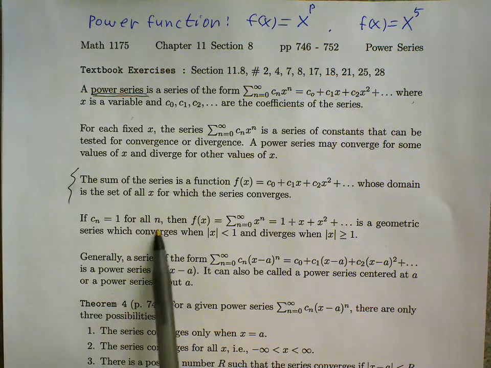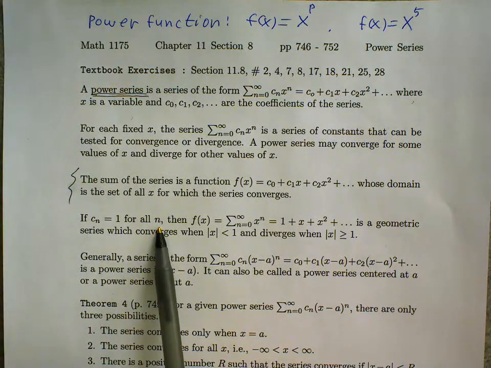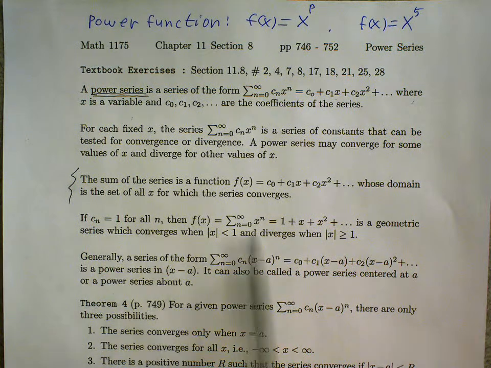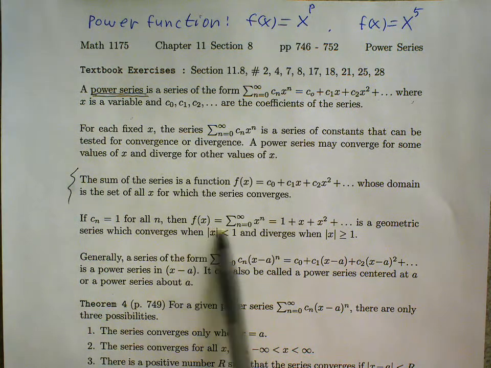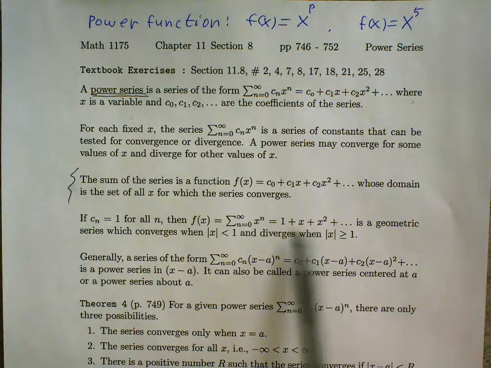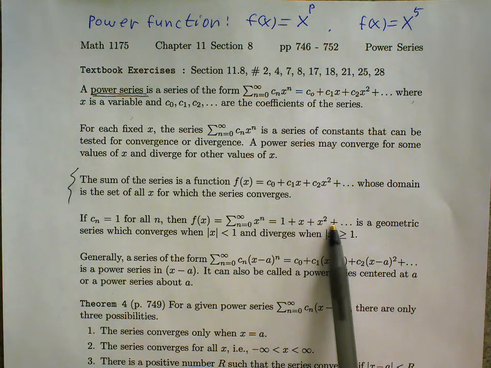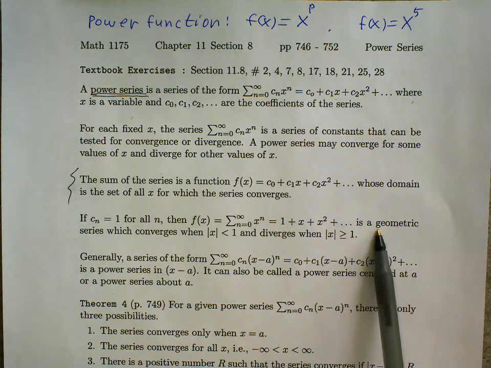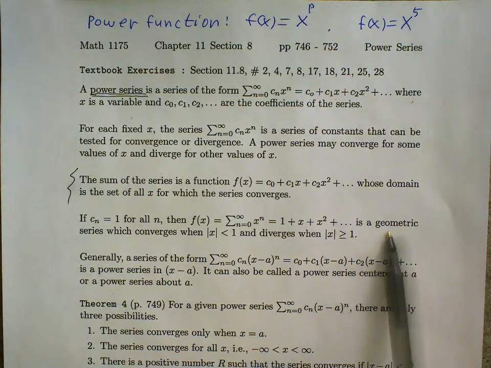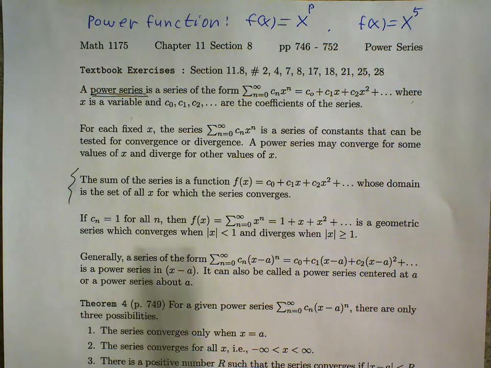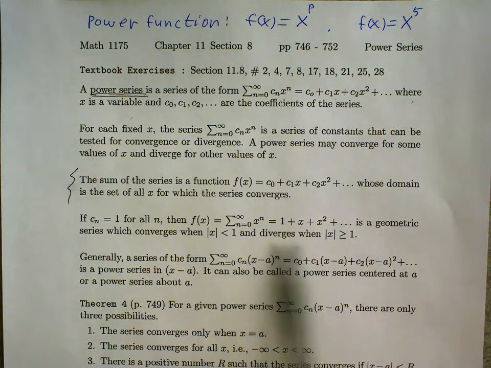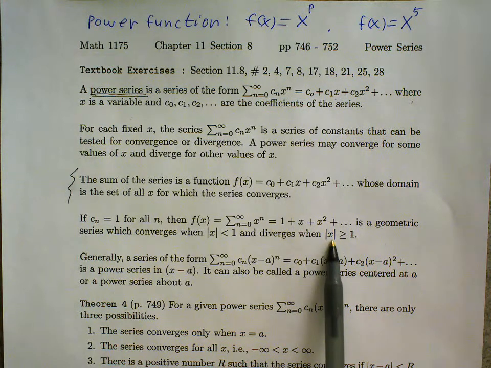Okay, a special case of a power series is if all of the coefficients are equal to 1. If c sub n is equal to 1 for all n, then f of x is the infinite series 1 plus x plus x squared plus x to the third, and so on. But in that case, the series is a geometric series which converges when the absolute value of x is less than 1, and it diverges when the absolute value of x is greater than or equal to 1.